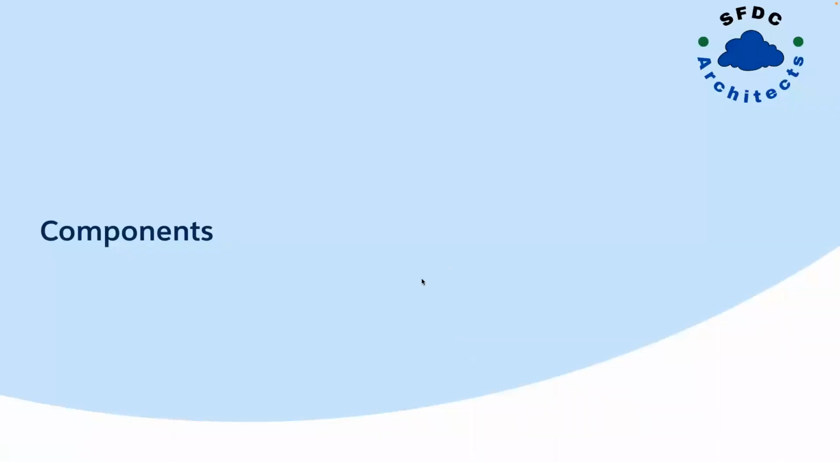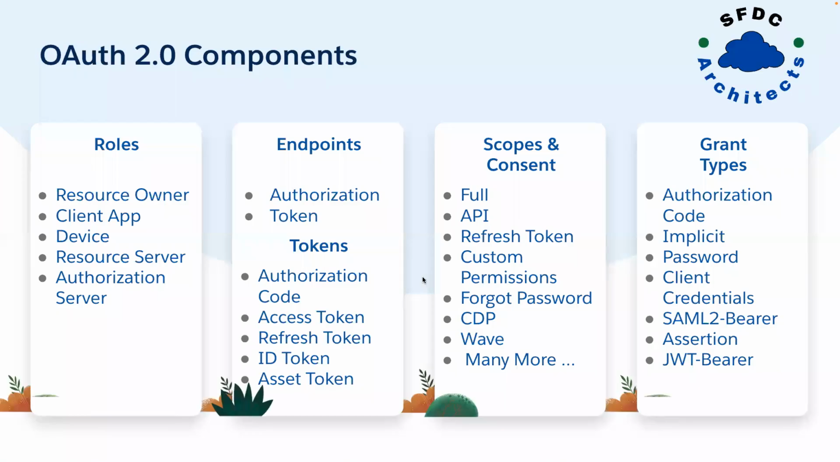So let's talk about the components of OAuth. And we'll go into each one of these in more detail in the next few slides. But you want to keep in mind that the components of OAuth 2.0 are different roles, endpoints, scopes, consent, and grant types. Each one of these is really important to understand, because depending on the flow you're talking about, they're going to work and connect a little bit differently.